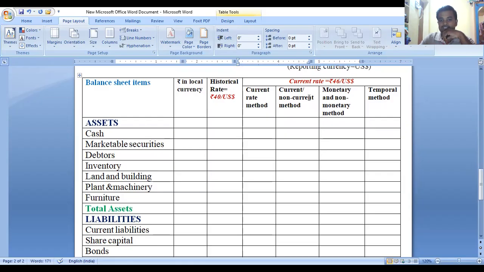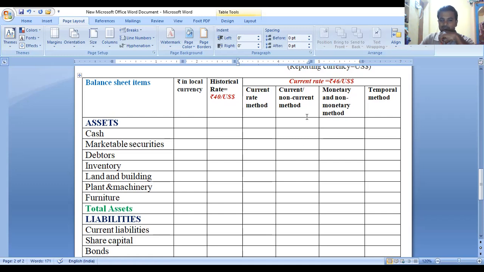So next, four methods are there, no? Some of the items need to be converted at the historical rate, and some of the items should be converted on a current rate basis. That's why I kept it here: the current rate is 46 rupees per US dollar, and the historical rate is 40 rupees per US dollar. So here the value of the Indian rupee has depreciated from 40 rupees to 46.